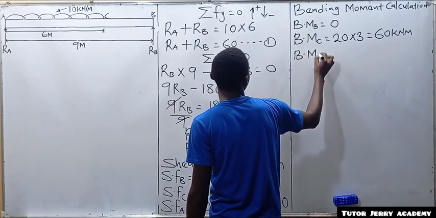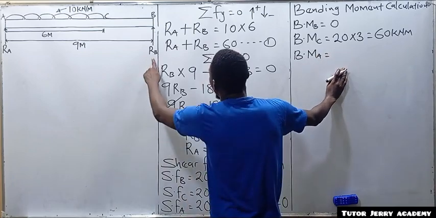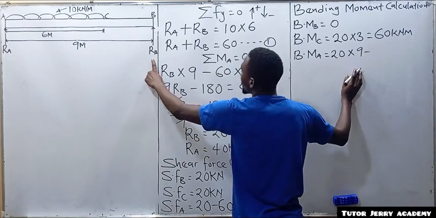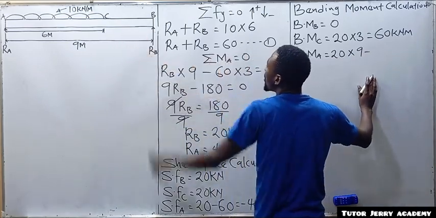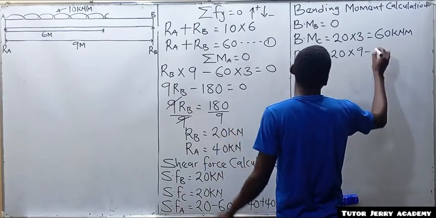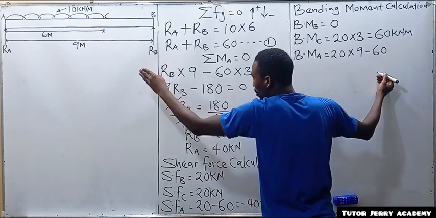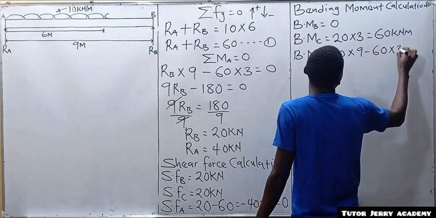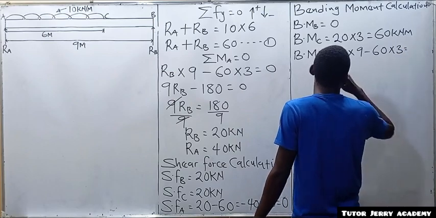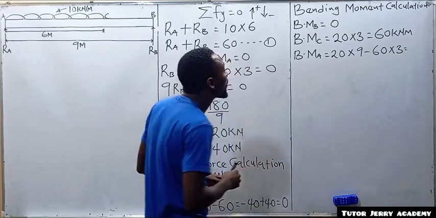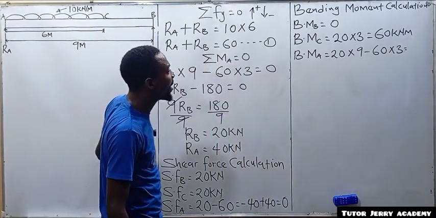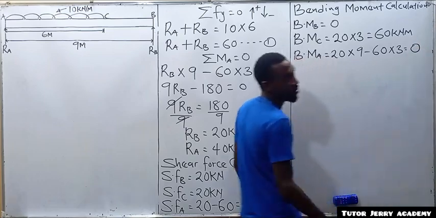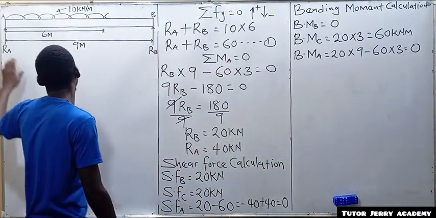All right, so the last but not the least is the bending moment at point A. The bending moment at point A will be equal to 20 multiplied by the total distance, which is 9, minus the uniformly distributed load. When we convert it to a point load it is 60, and it acts at the center, that is 6 divided by 2, which is 3. So everything will be equal to 180 minus 180, that is 0.